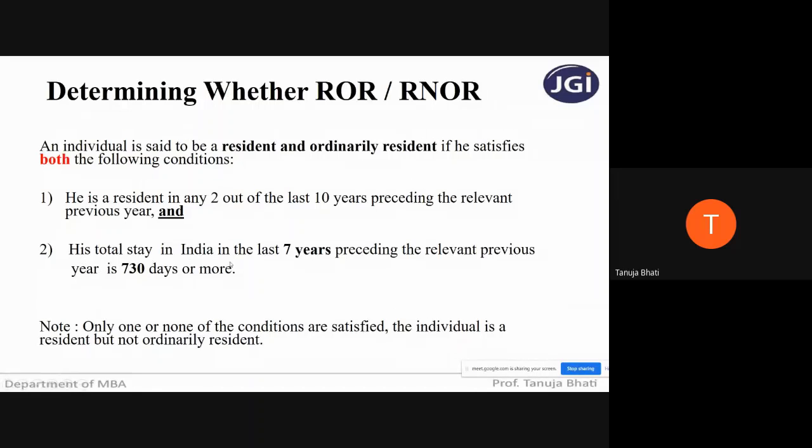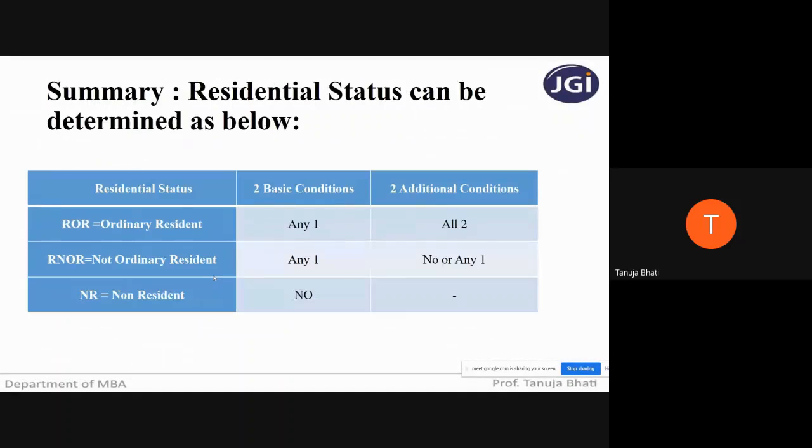Next is his stay in India in the last 7 years preceding the relevant previous year is 730 days or more. So in the last 7 years, his stay should be 730 days or more. Both these calculations and both these conditions are from the year preceding the relevant previous year. Don't consider the relevant previous year. Preceding that, you have to catch the 10 years for the first additional condition and 7 years for the second additional condition. So we have recapped and had a quick revision of this.